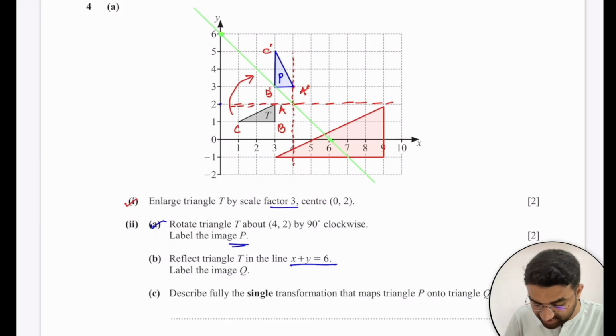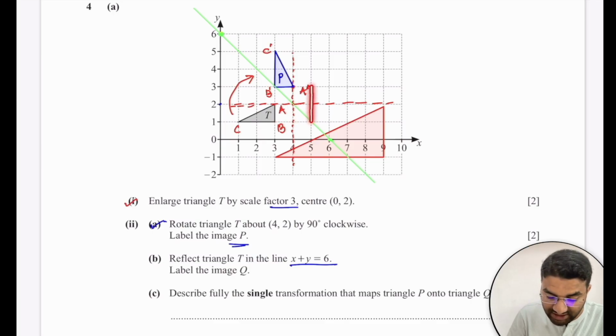Reflect T means first of all, this B point is just from this line, it's 2 units left. So it will be 2 units up, then left by 1 unit, and again 2 units up. So the reflection you will get will be like this one. Fine, and this reflection you have to name as Q. So Q is the reflection of the T triangle.